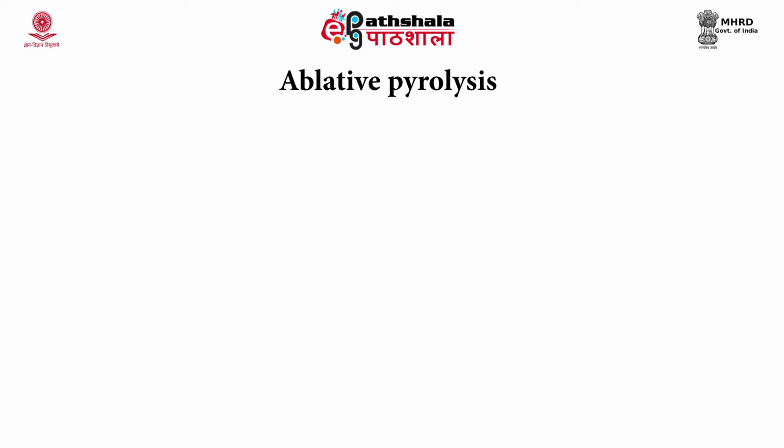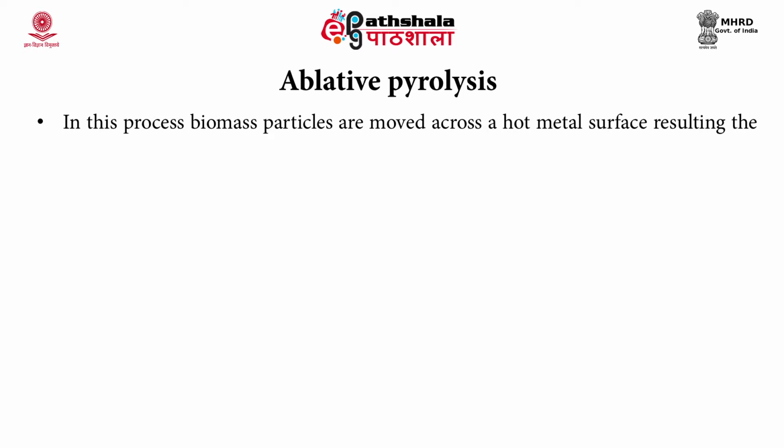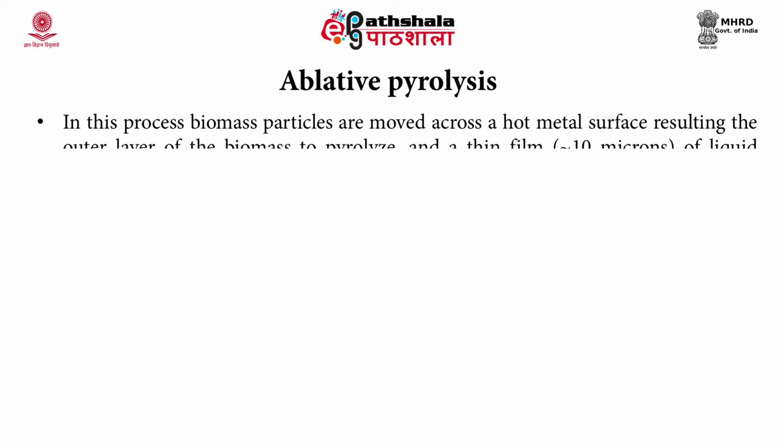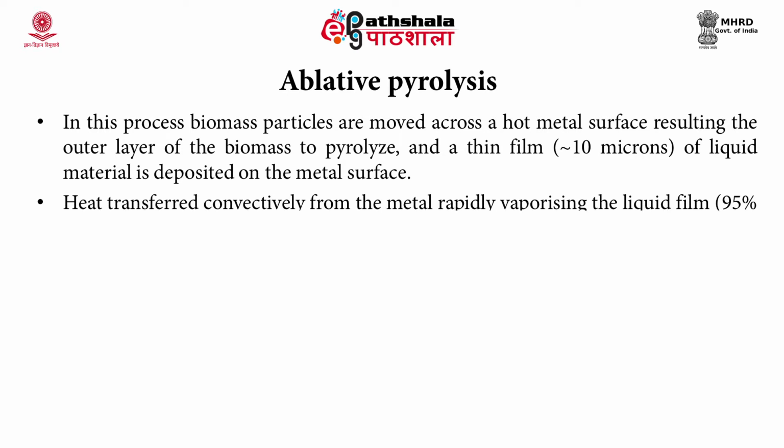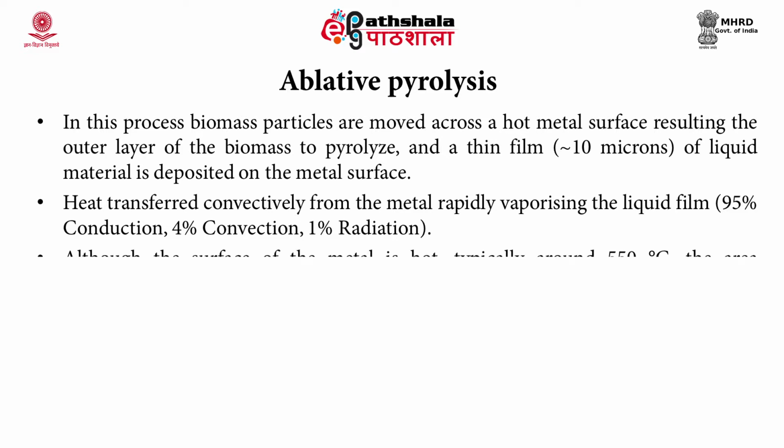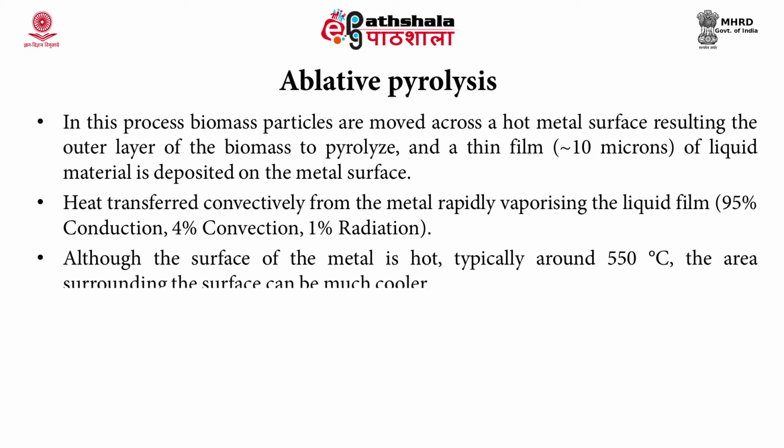Ablative pyrolysis. In this process, biomass particles are moved across a hot metal surface, causing the outer layer of biomass to pyrolyze, and a thin film, around 10 microns of liquid material, is deposited on the metal surface. Heat is transferred from the metal, rapidly vaporizing the liquid film: 95% conduction, 4% convection and 1% radiation occurs. Although the surface of the metal is hot, around 550 degrees Celsius, the area surrounding the surface can be much cooler.